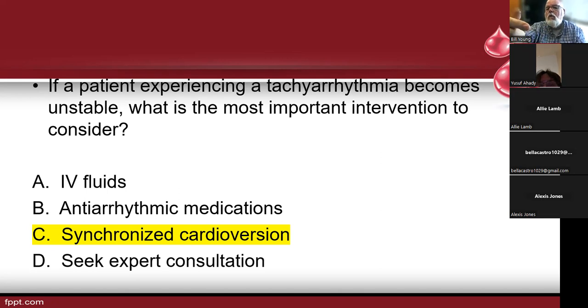Okay. Where we want to try to make the differentiation is going to be if they are not yet symptomatic. Okay. And so if we've got VTAC with a pulse, Allie, and the patient is not yet symptomatic, what would be your options as far as medication treatment?